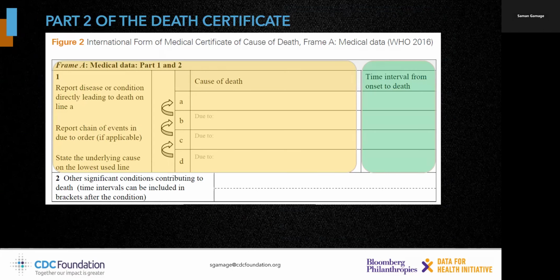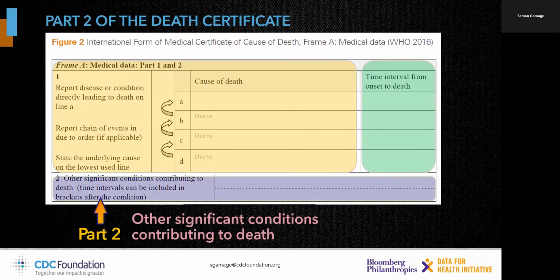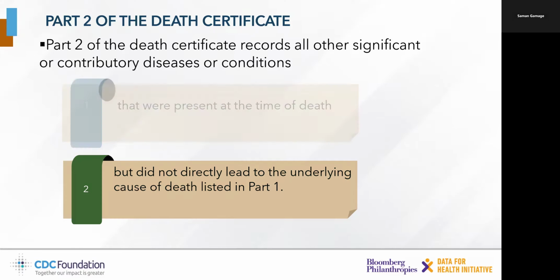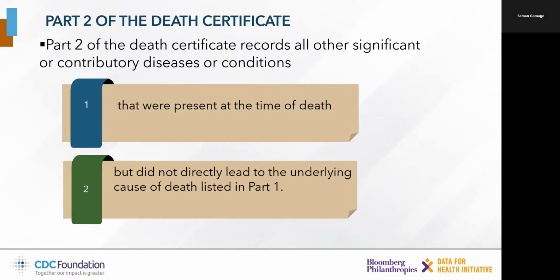Part 2 of the death certificate, as you all know, which is colored in purple here, is to report other significant conditions contributing to death. Part 2 records all other significant or contributory diseases or conditions that were present at the time of death but did not directly lead to the underlying cause of death listed in Part 1.